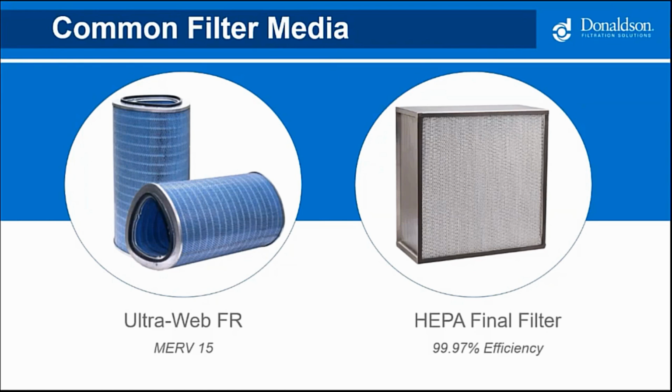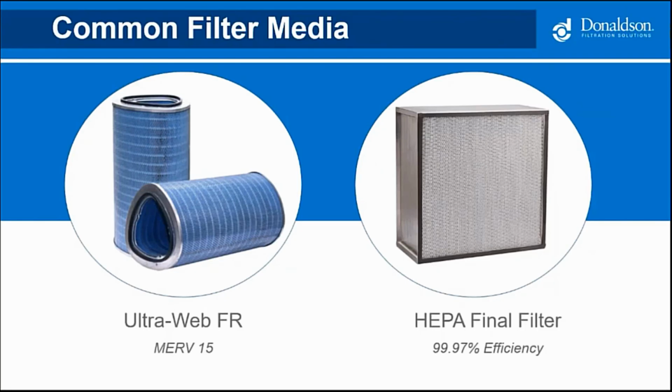The HEPA filter is a static filter. When it loads, you have to throw it out, and they're expensive. The UltraWeb nanofiber is not as expensive as a HEPA filter, plus I can reverse pulse it, and it's going to last so much longer. So when you do decide to recirculate the air back in the plant, putting that safety filter in is there in the event you have a breach on the primary filter.